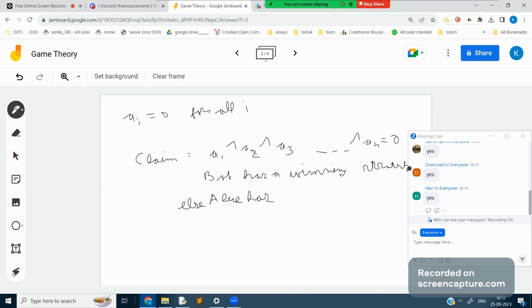Now notice that if A1 XOR A2 XOR A3 and so on is equal to 0, then after every move we change a number Ai to a number j less than Ai. Let x be the XOR of the rest of the numbers. There are two ways of writing XOR. You can use this, which is like the symbol used in code, and this is the symbol used generally for XOR. You can use either one of them.